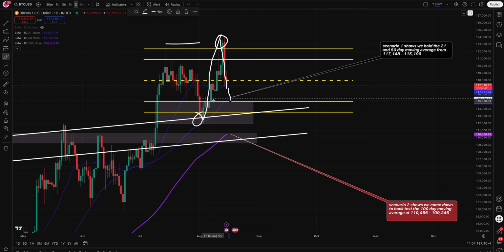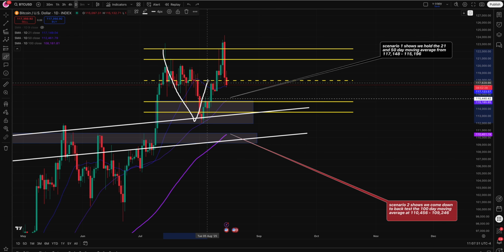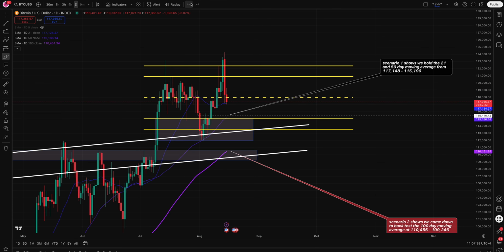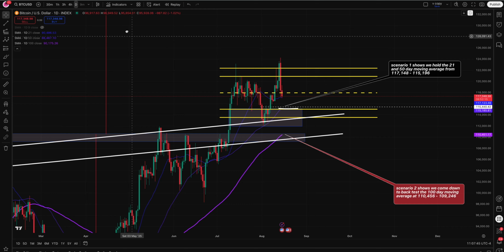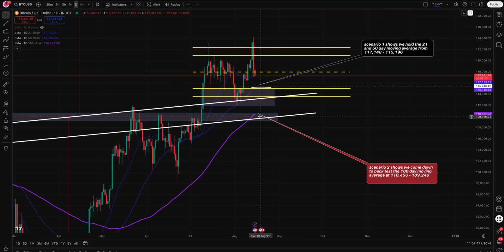So now in regards to the Elliott wave count, we would be thinking that this over here is your A wave, this is your B wave, and this could be a C wave for a running flat before we continue on higher. But in the case that we lose the 50-day moving average sitting at around 115,196, then it's likely we'll tap into the 100-day moving average at around 110,451. Now you not only be tapping into the 100-day moving average, but you'd be tapping into this FVG that was created on July 9th.